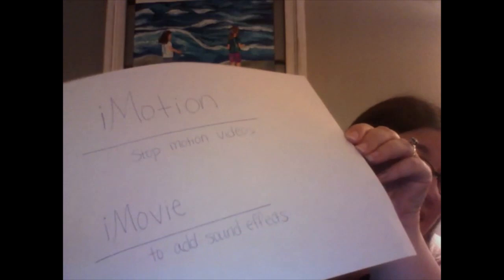As you can see, those are just a lot of fun and they're super easy to do. It's just a matter of holding your camera still. It's easier if you prop it up against something, hit start, stop, start, stop, start, stop, and at the end it puts it together for you. And again, if you want sound effects, you just upload that video into iMovie. There is a free version of iMovie and a free version of iMotion, and then you can add sound effects. So again, iMotion for the stop motion videos and iMovie to add sound effects.